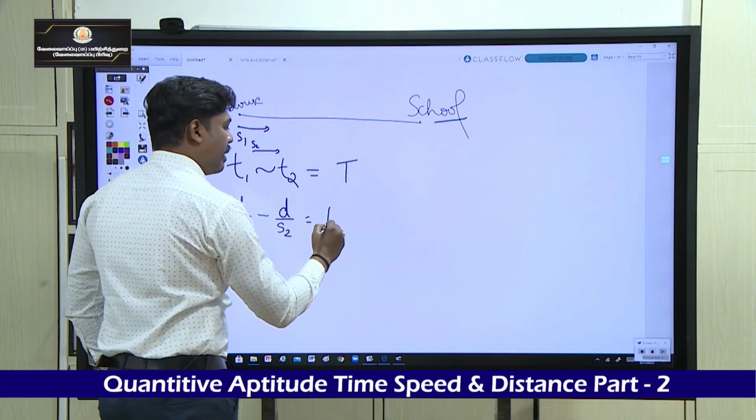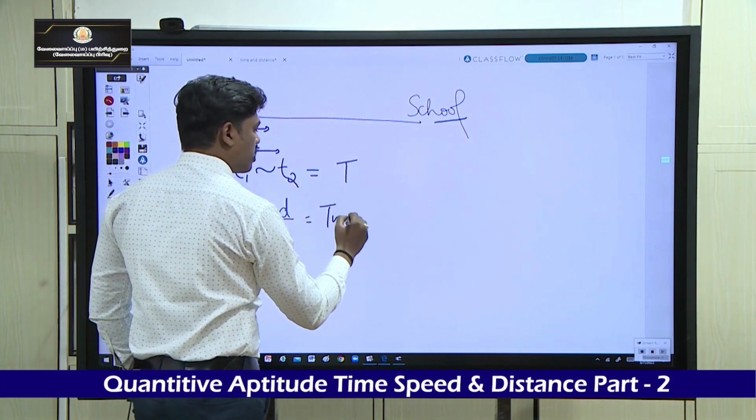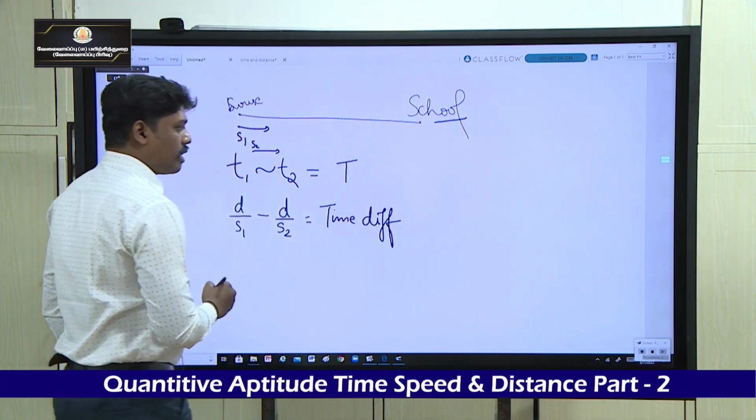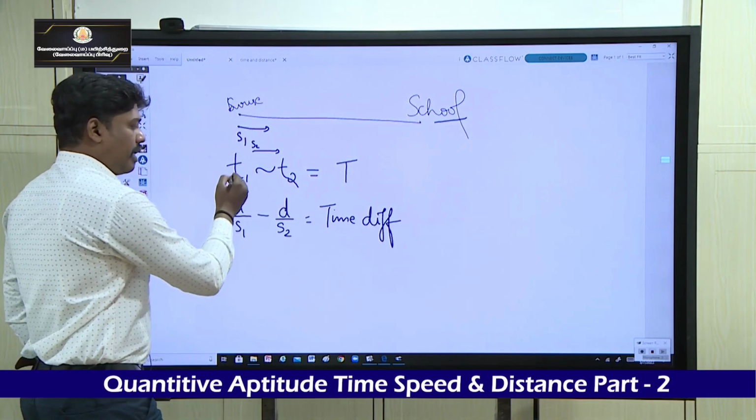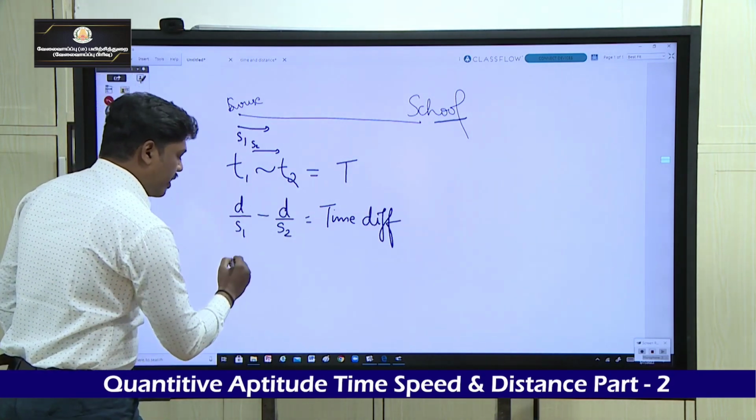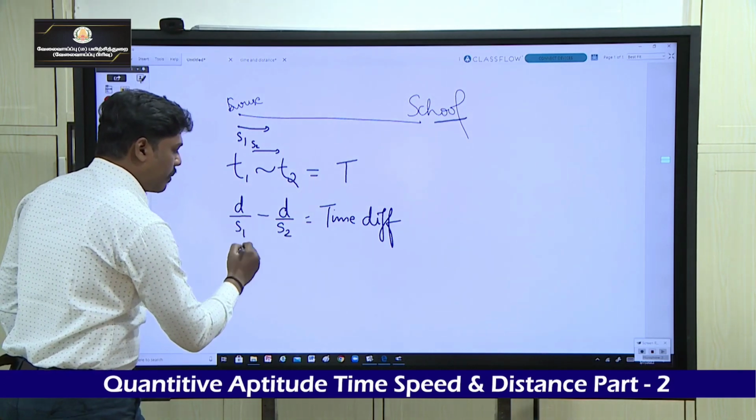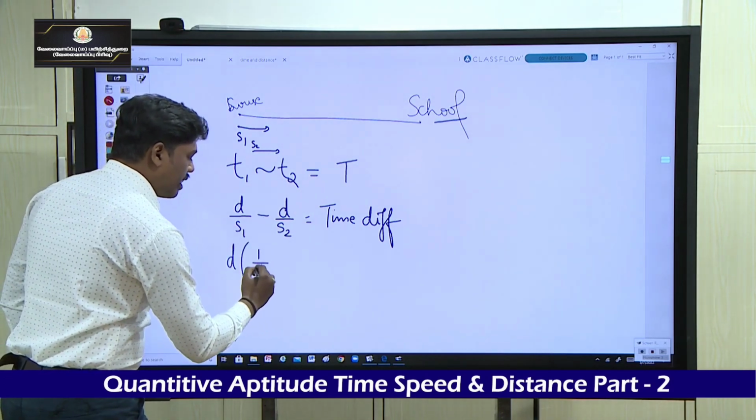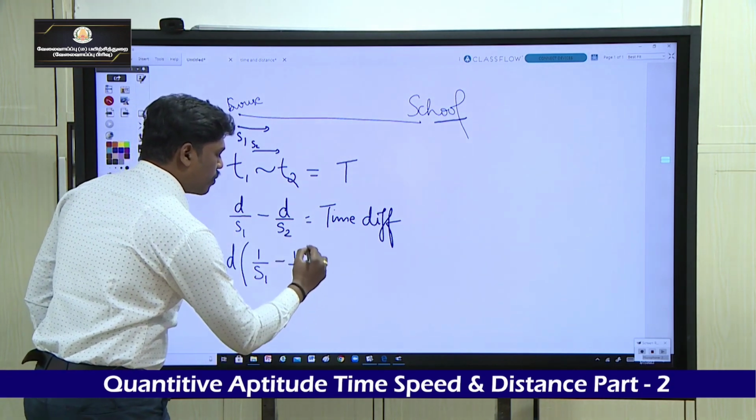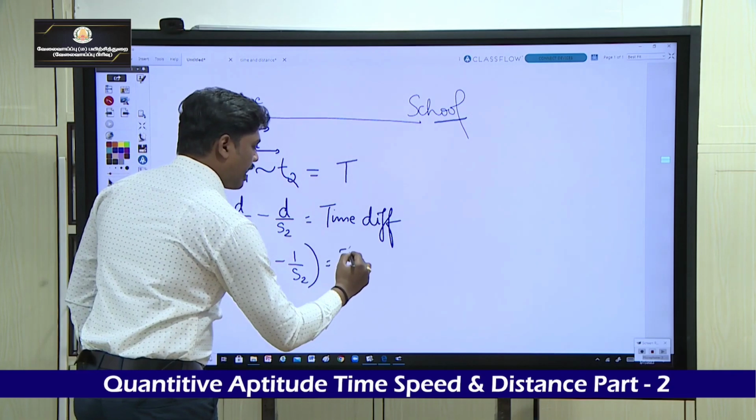That is the time difference, T2 minus T1 or T1 minus T2. So, take out D common here. If you take out D common, you will be getting 1 by S1 minus 1 by S2 is equal to the time difference.